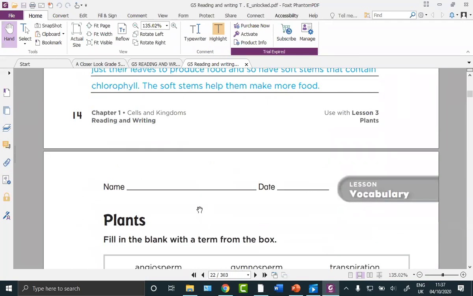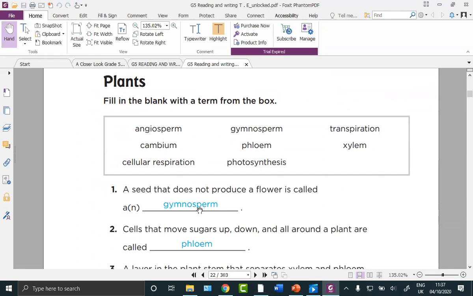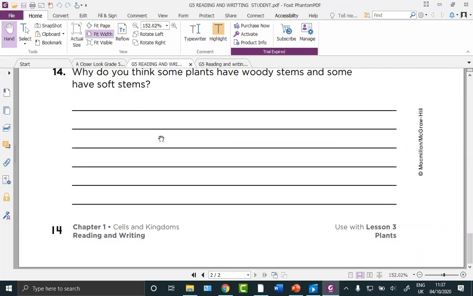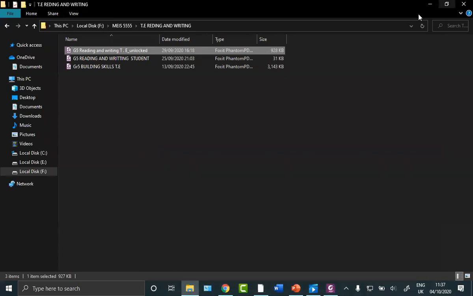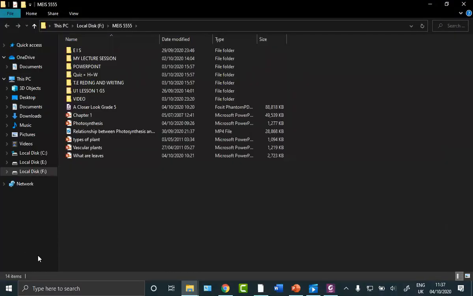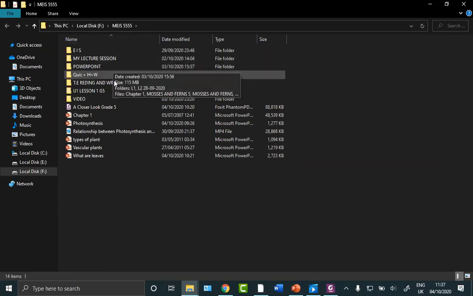Now, on page 15. Turn to page 15. Number 1. A seed plant that does not produce flower is called gymnosperm. Mister, I can't spell it. Gymnosperm. Yes.